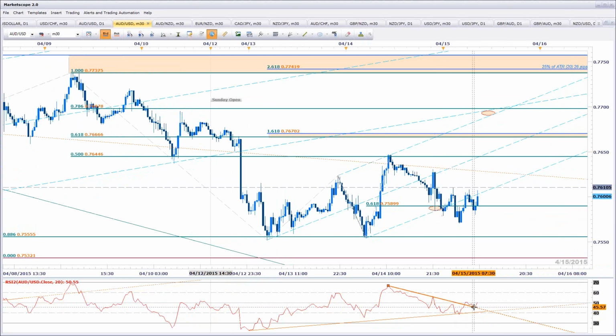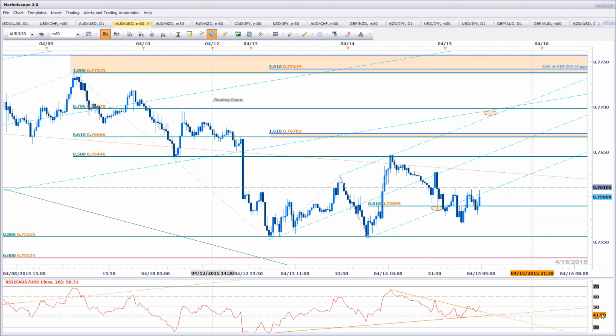Any questions on yesterday's Aussie setup? I don't want to start matching price action to validate what I'm seeing here, but we'll see if we can get that momentum break with a move above 76.10.